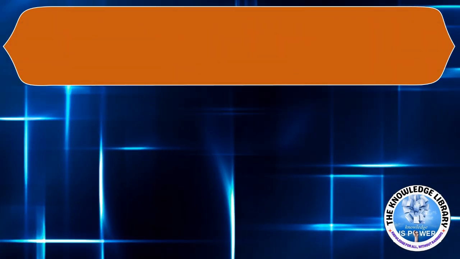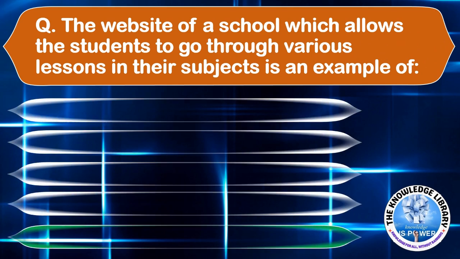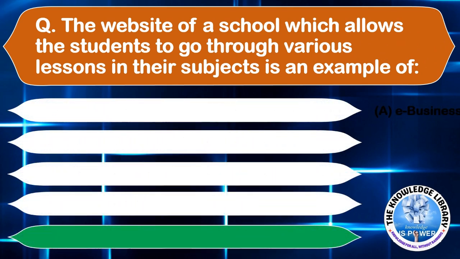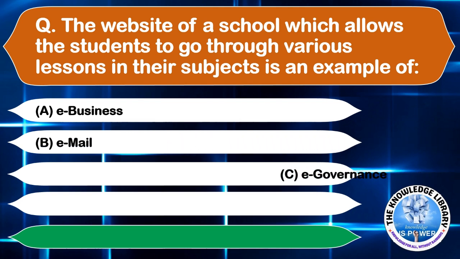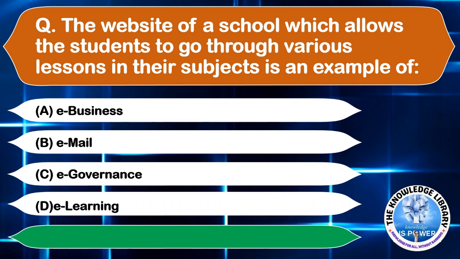The next question is, the website of a school which allows the students to go through various lessons in their subject is an example of option A, e-business. Option B, email. Option C, e-governance. Option D, e-learning. The correct answer is option D, e-learning.